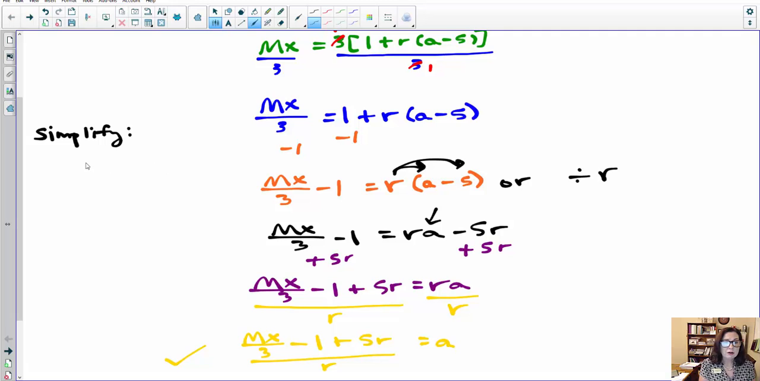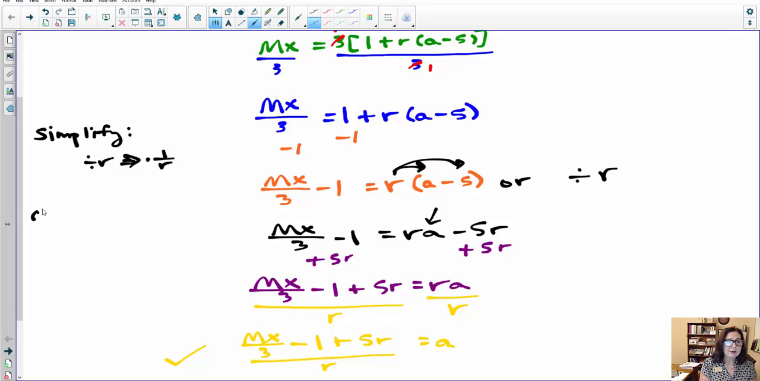Dividing by r is the same as multiplying by 1 over r. And if you're like, what is that? How can that be? Think about if r was 2. Dividing something by 2 is the same as taking half of it. So I always think that's a good way to process that. Dividing by r is the same as multiplying by 1 over r, just like dividing something by 2 is the same as multiplying it by 1/2.